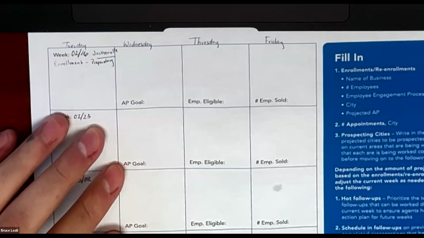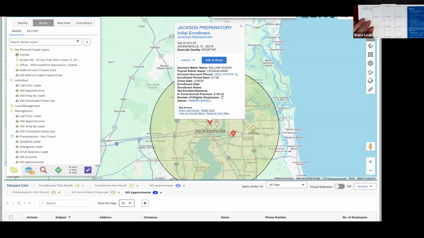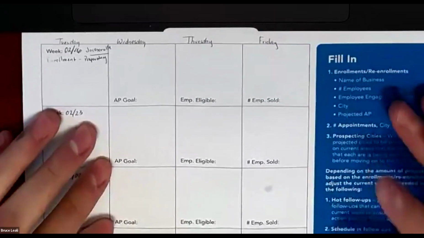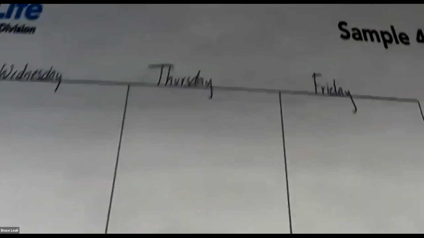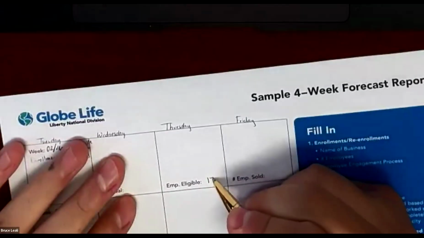Let me share my screen once again. Okay, so this one has a total of 17 employees. I've only got one enrollment scheduled for this week, so this tells me how to calculate the AP I've got coming up this week. I'm going to stop sharing again so you can see my screen. Right here, total eligible employees. I'm going to zoom in a little bit. Total eligible employees: I'm going to put 17.